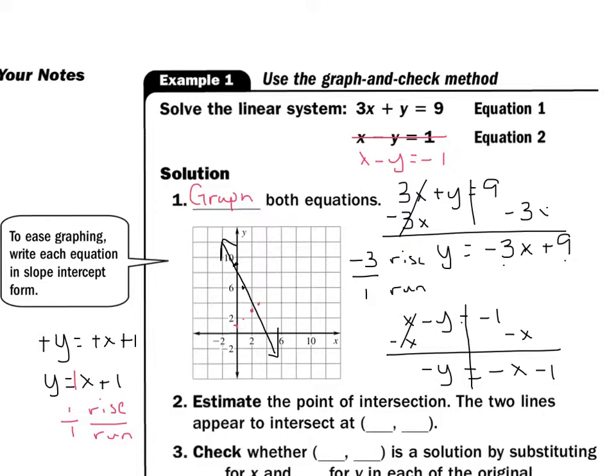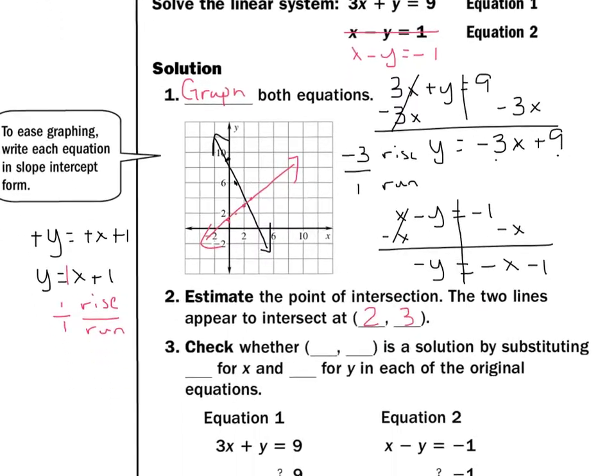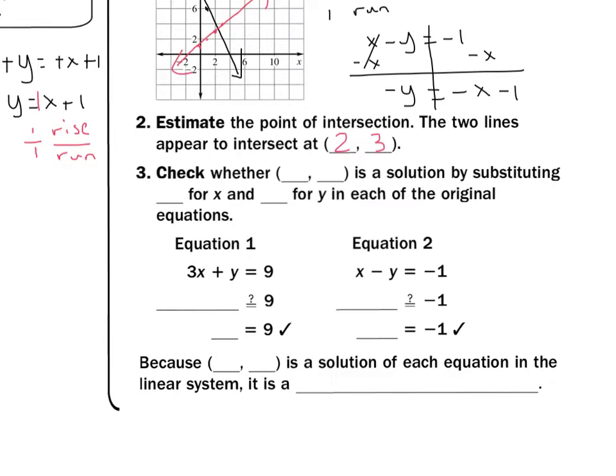When I drew my line, I didn't draw it very well. It actually looks like it crosses at 2, 3, just where I put that line twice. So we're estimating that it appears to intersect at 2, 3. But I need to check that out. So we will substitute a 2 for an x and a 3 for a y in each equation.